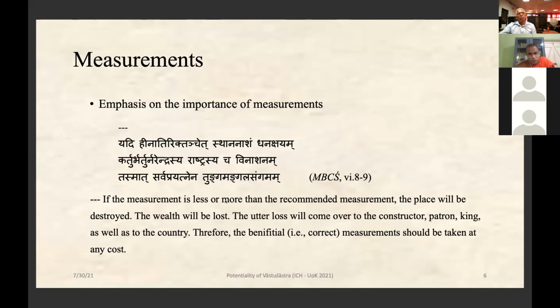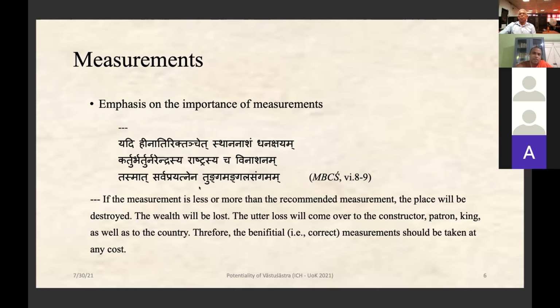So most people emphasize this part, the Karturu Bhartu, Narendrasya, Rashtrasya, Vinashanam, and so on. But what they wanted to emphasize here is that the correct measurements are to be taken. It's not just because the wealth will be lost or someone might be dead.